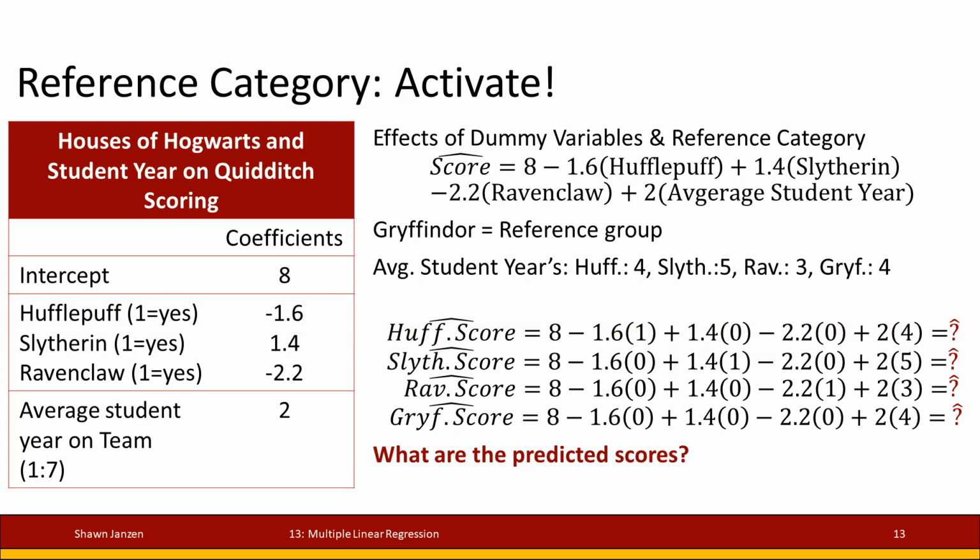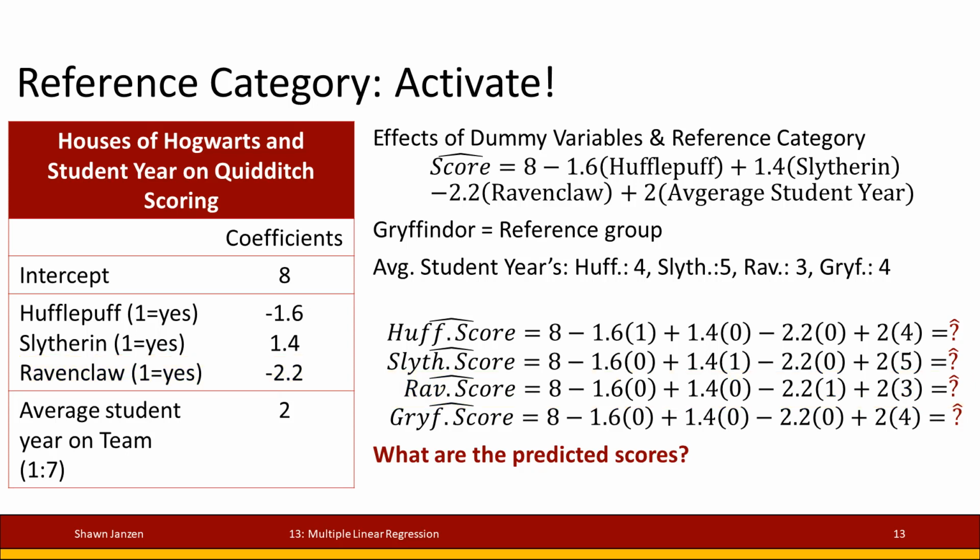We're going to repeat that process, putting in the values for Slytherin, Ravenclaw, and Gryffindor respectively. Slytherins are going to have 0 on the Hufflepuff variable, 1 on Slytherin, that's the light switch turning on for Slytherin, and the light switch turning back off down to 0 for Ravenclaw for the 3 house values. And then they're going to have their 5 in for their average student years on the team. Ravenclaws, they're going to be 0, 0, 1 as we go across the 3 house variables. Indicator switches are down, down, and up for Hufflepuff, Slytherin, and Ravenclaw coefficients. And then it's going to be 3 for the average student years on the team.